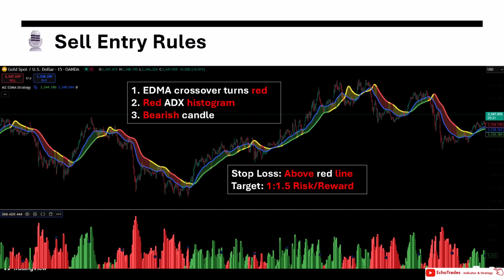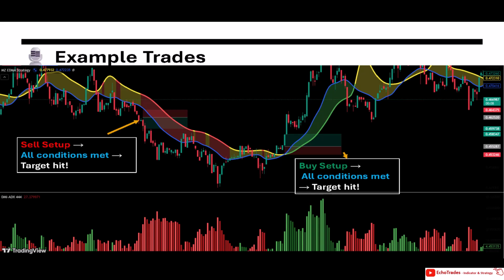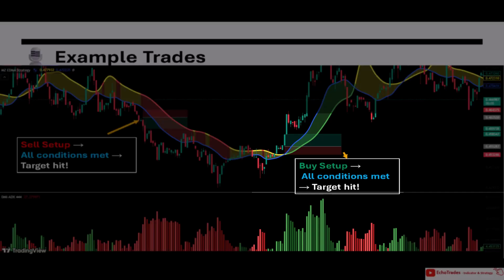Okay, it sounds quite clear visually when you lay it out like that. Have you seen this work well in practice? Oh, yeah, definitely. We've looked at examples where this plays out almost textbook style. Think of a 5-minute chart, maybe EURUSD. You see the EDMA lines cross green, you glance down, boom, the ADX histogram is printing solid green bars. Then a nice bullish candle closes right there. All systems go. Exactly. You enter the buy, set the stop just under the green EDMA, target 1.5 times that risk.